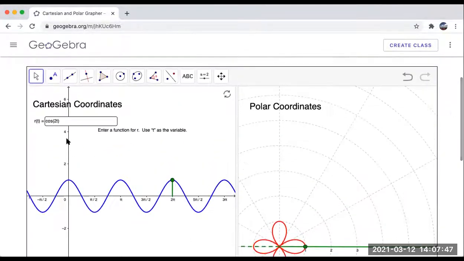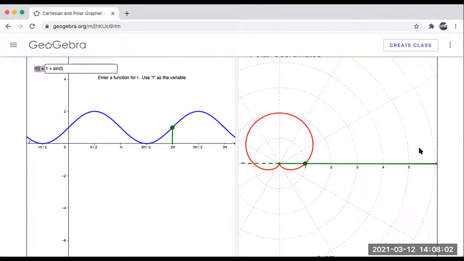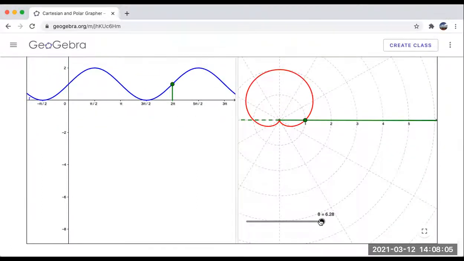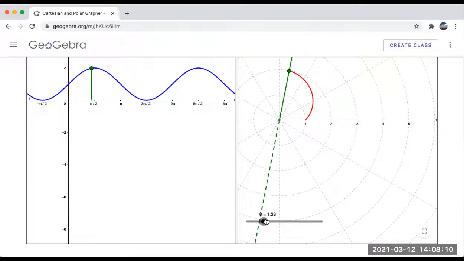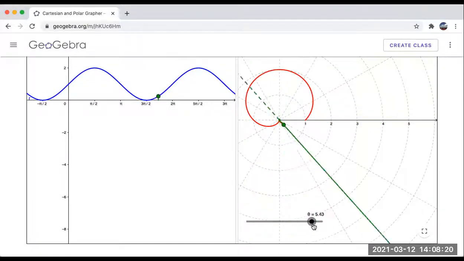But for now, let us show the graph of 1 plus sine theta. So this is the graph here. When theta is equal to 0, it is at this point, and pi over 2 is right here. Continue going to pi. And from pi to 3 pi over 2, it will be this part. From 3 pi over 2 to 2 pi, it creates this one.